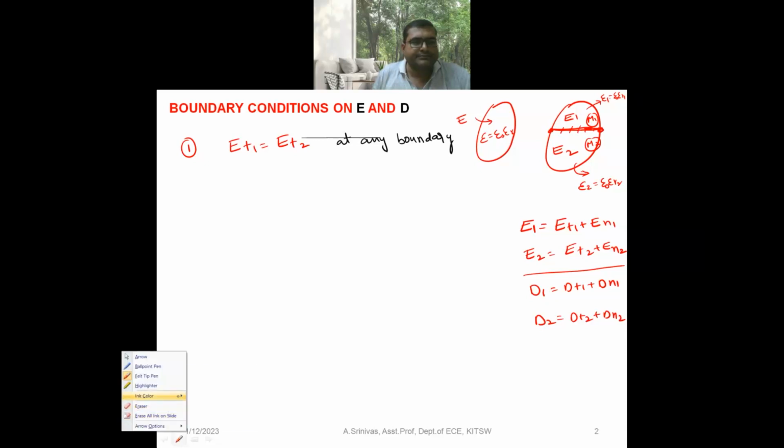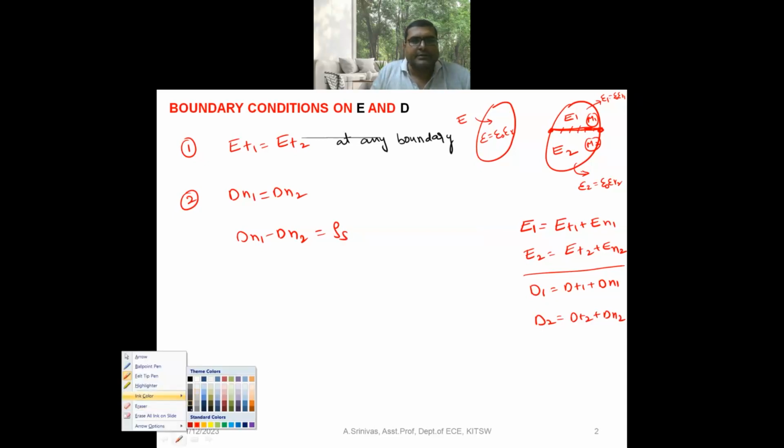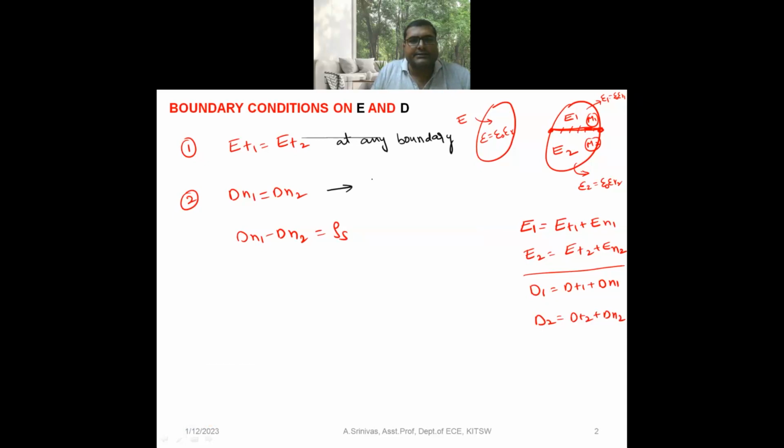Condition 2: DN1 is equal to DN2, except at a conductor boundary, and at the conductor boundary it is DN1 minus DN2 is equal to rho s.